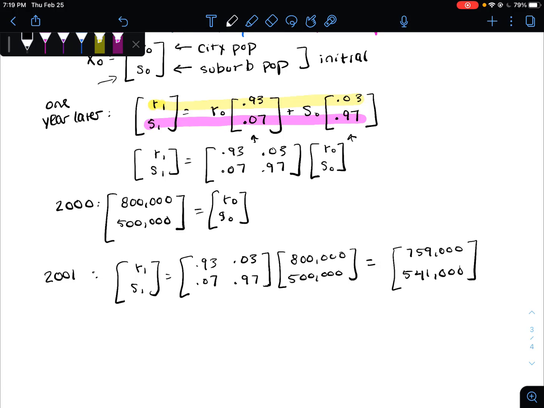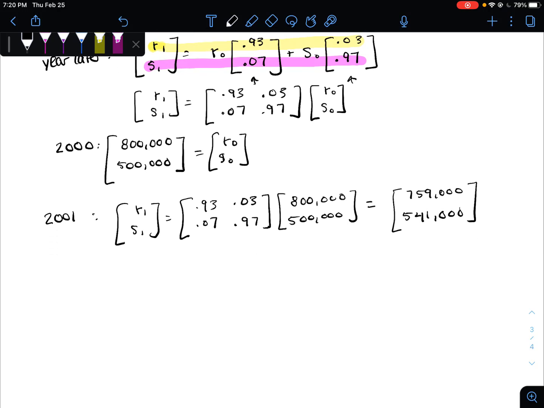And that makes sense because if we just look at the numbers, intuitively, it looks like less people are staying in the city, more people are moving from the city to the suburbs than there are from the suburbs to the city. So we should be adding more people to the suburbs. So we have to do that again for 2002. So we want 2 years later.